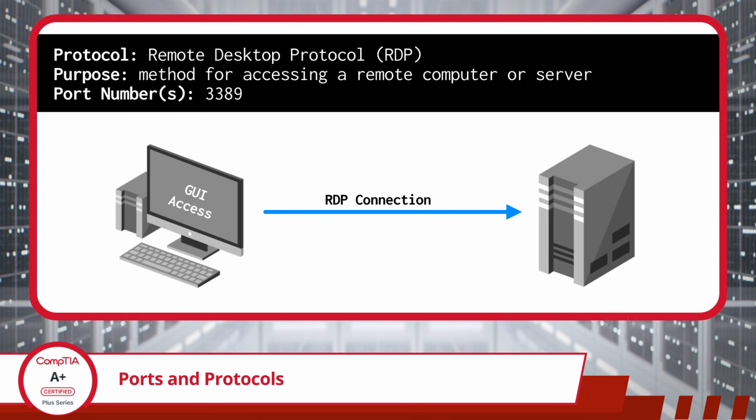RDP is extensively used in corporate environments for remote administration, remote work, and providing IT support. RDP primarily operates on port 3389 and provides a full desktop experience for remote access over a network connection.